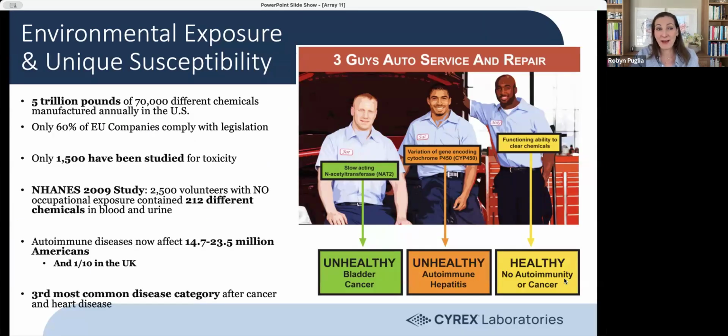So I have touched on the fact that there is an aspect of unique susceptibility to environmental exposure. In this specific example, we're looking at auto service and repair, which of course is an incredibly toxic environment. There is a significant amount of petrochemicals and oils and solvents used in this environment, not just coming into contact with the skin, but also being inhaled on a daily basis.